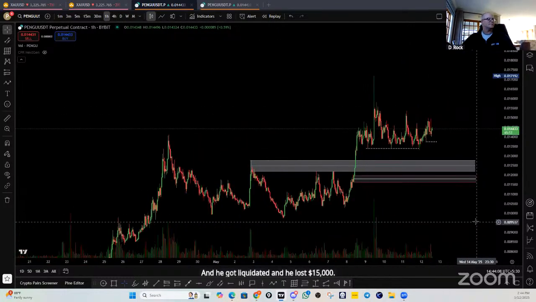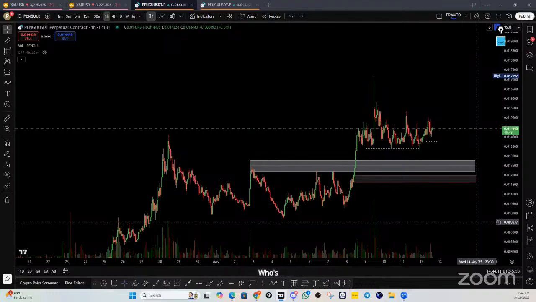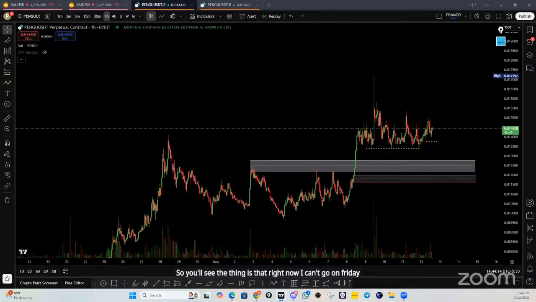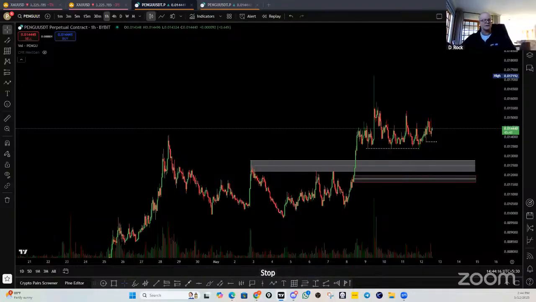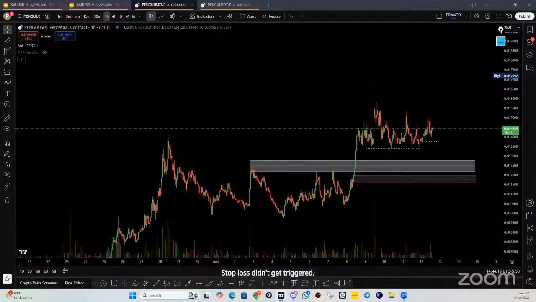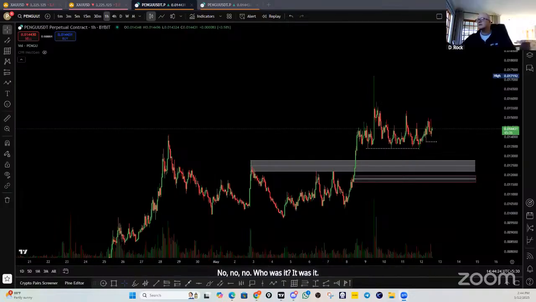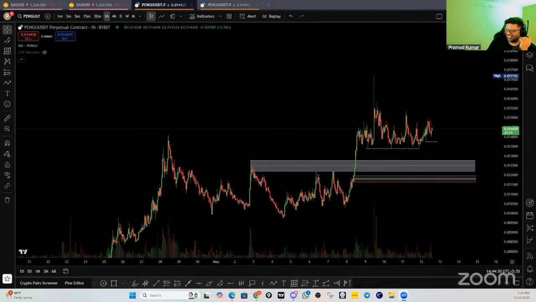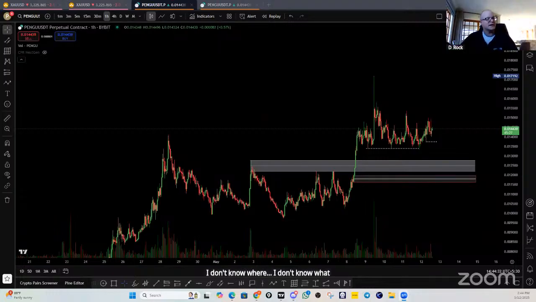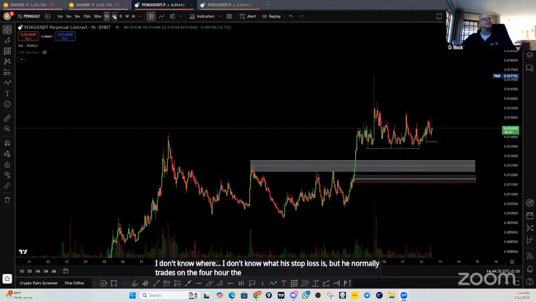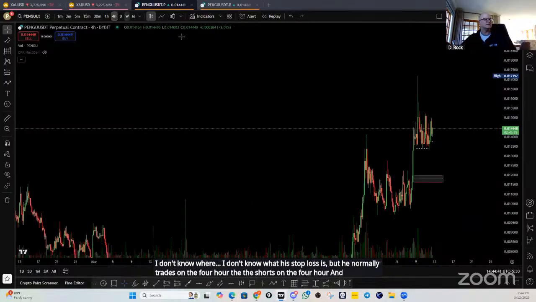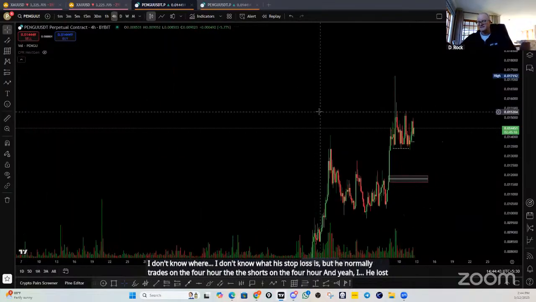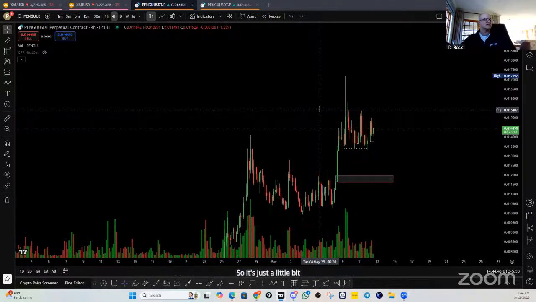He got liquidated and lost $15,000. I don't know what his stop loss is, but he normally trades shorts on the 4 hour. He lost a massive amount, so it's a little bit risky with that coin at the moment.